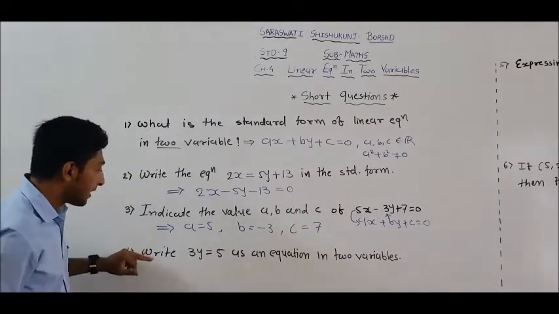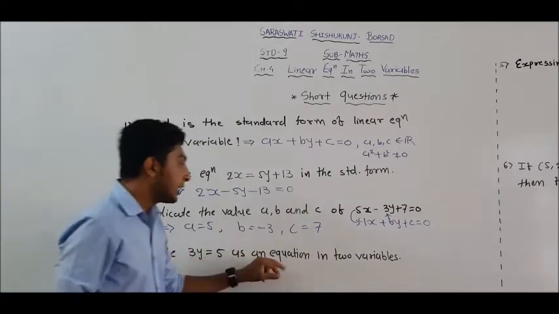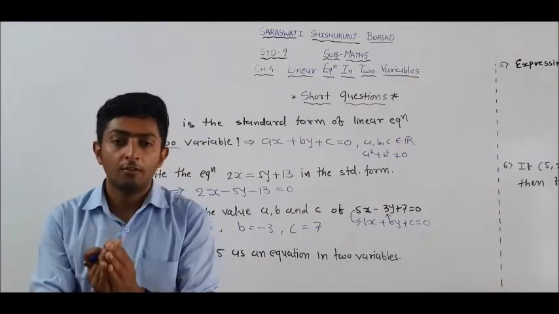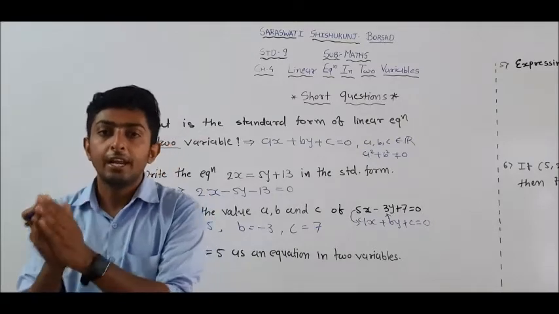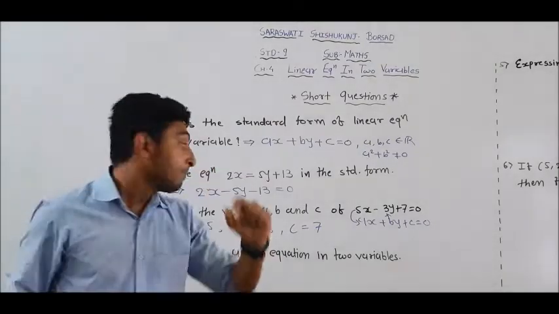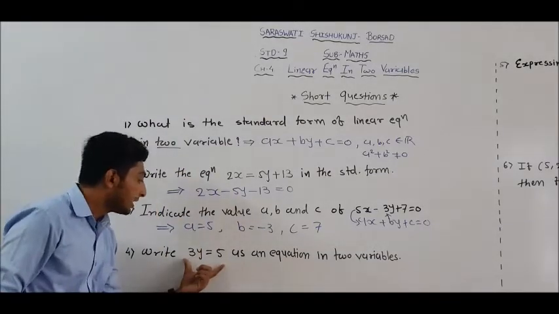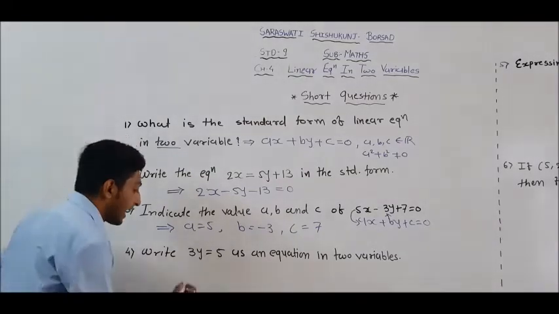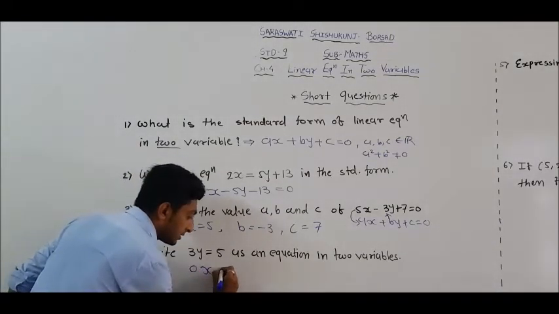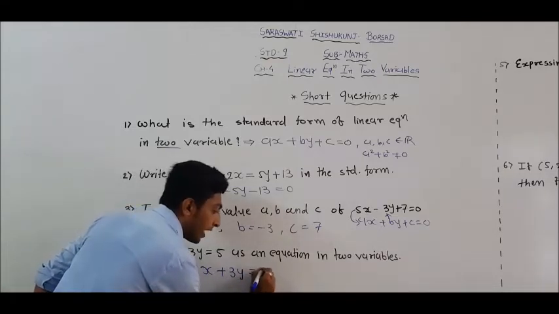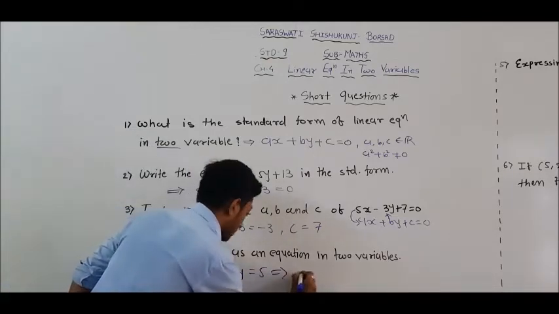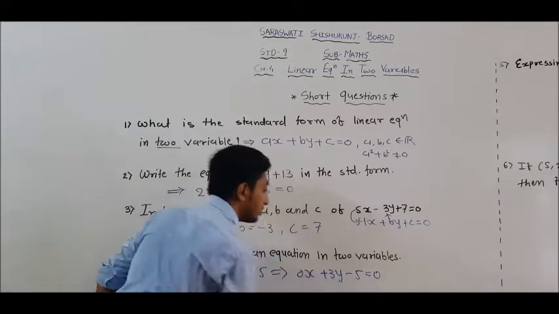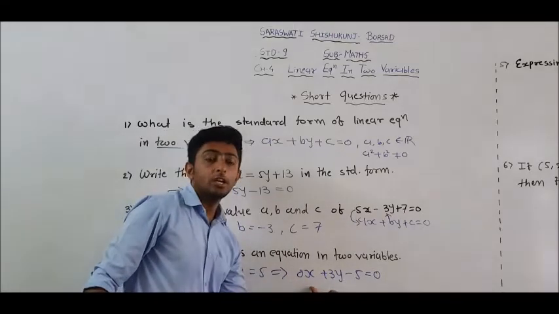Last one, the fourth one: write 3y equal to 5 as an equation in two variables. Friends, we know that if we are given a linear equation in one variable, we can express it as a linear equation in two variables by putting 0x or 0y. Here we are given 3y equal to 5. Therefore the x variable is absent, so we can write 0x plus 3y equal to 5. Also you can write 0x plus 3y minus 5 equal to 0. So this is the linear equation in two variables.